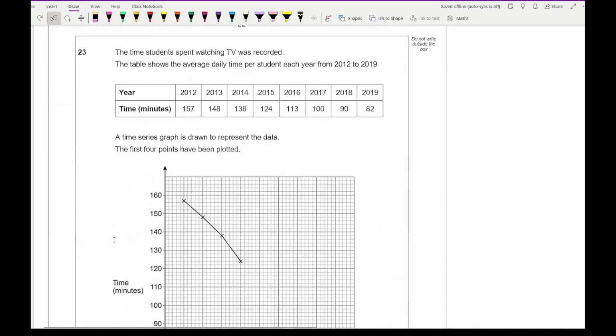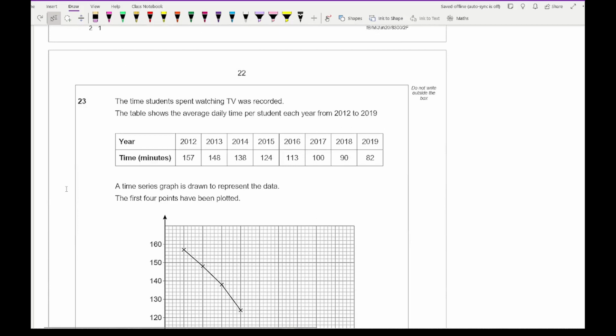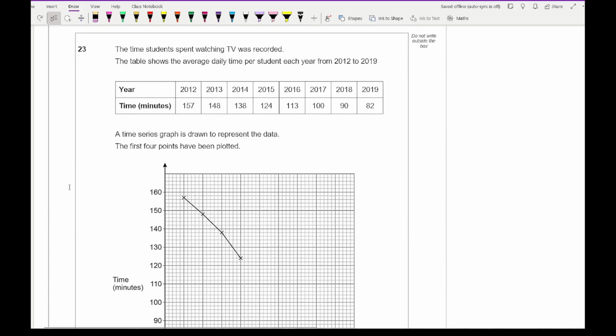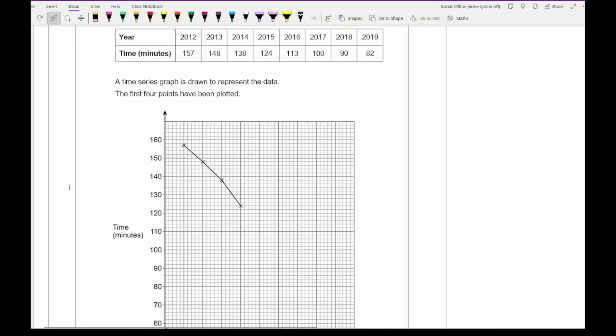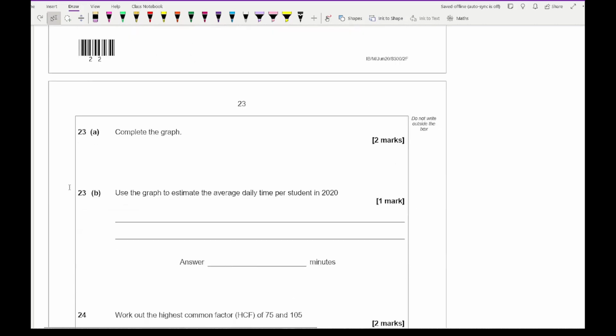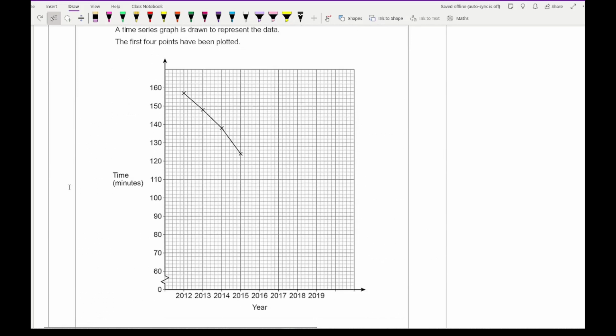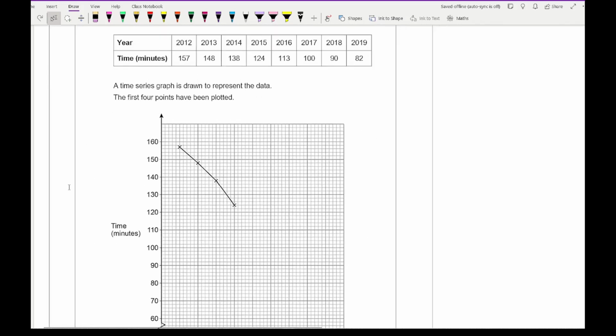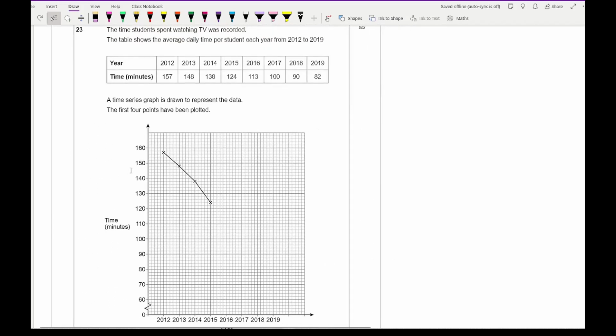Then looking at question 23, it says the time students spend watching TV are recorded, and here we've got a table. The time series graph is drawn to represent the data. The first 4 points are plotted for you, and the question is asking us to complete the graph. So what I need to do is zoom out, and then we can just plot the points.